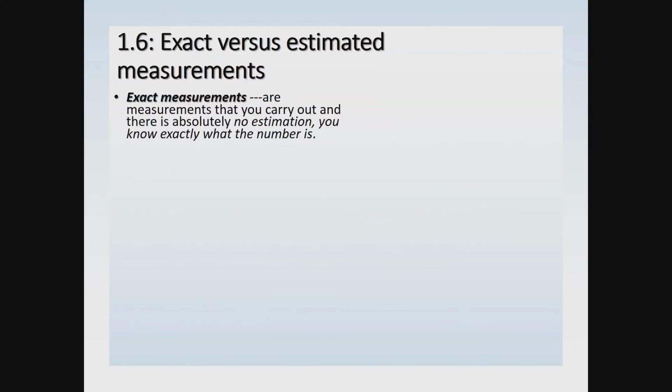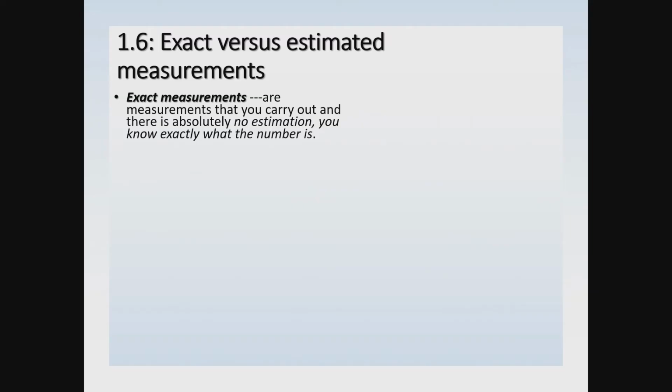Okay, so now what I want to do is talk about how measurements are made. And so what I want to mention a little bit about is the difference between something called an exact measurement versus something called an estimated measurement. So let me give you an example of an exact measurement. Let's say that you were counting the number of eggs in a carton of eggs. And let's say you open up the carton of eggs and all 12 eggs are there. And so you count them and you see that there are 12 eggs.